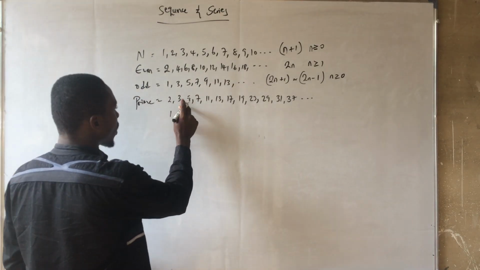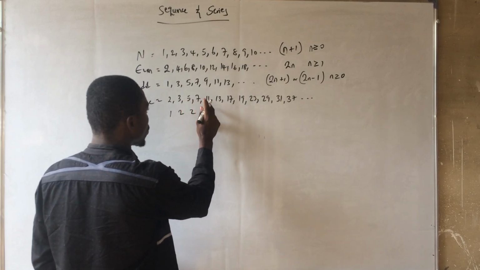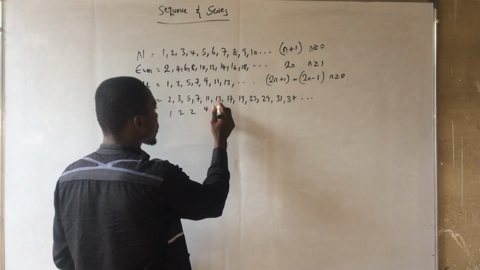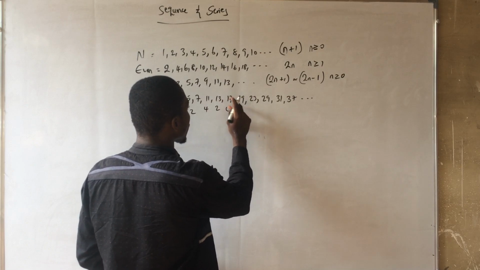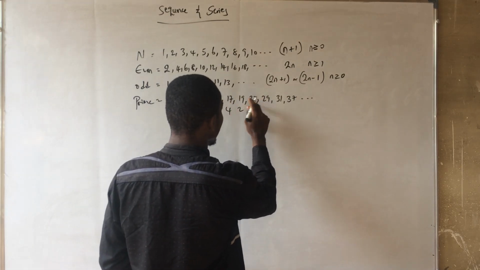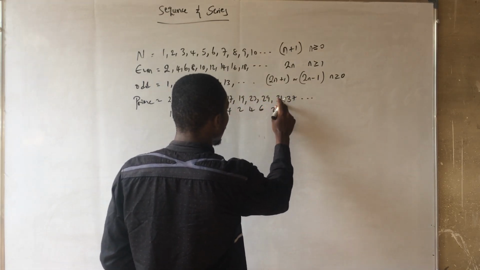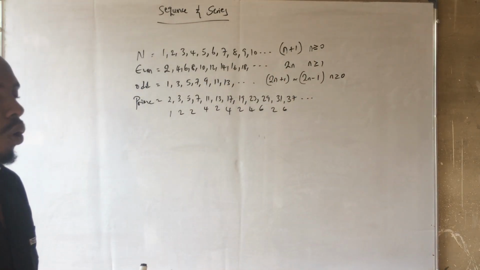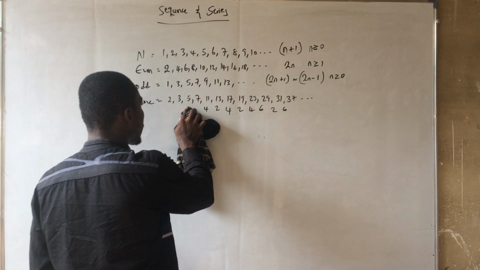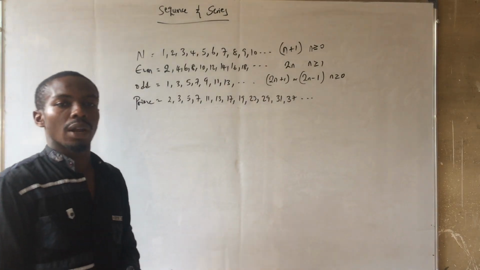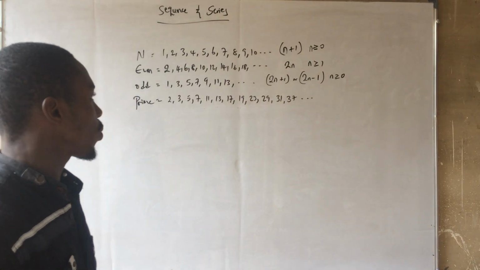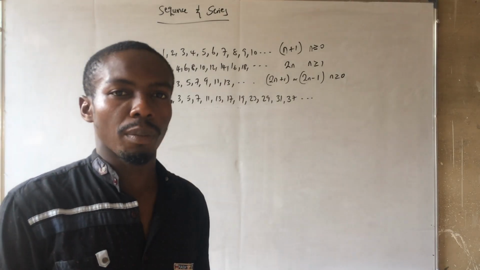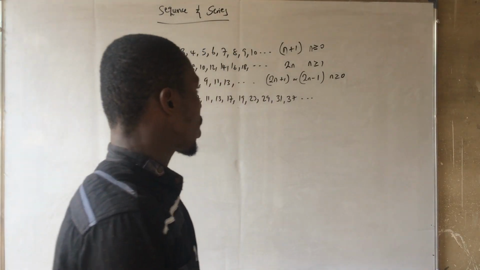3 minus 2 is 1, 5 minus 3 is 2, 7 minus 5 is 2, 11 minus 7 is 4, then 2, then 4, then 2, then 4, then 6, 2, and 6. So you see now, there is no pattern, there is nothing you can do to arrive at a general formula of forming prime numbers. So now what do we actually arrive at?